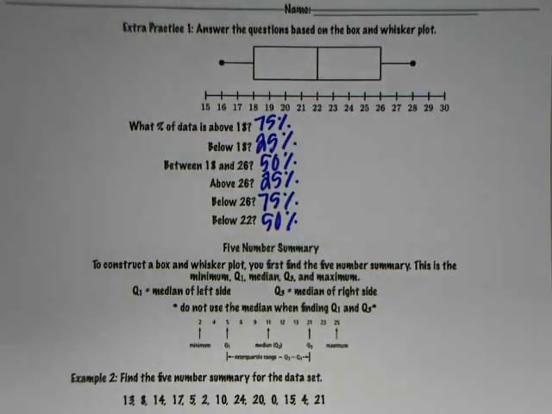Cool. Okay, so now we're going to practice making the 5-number summary, which is like the first step to making your box and whisker plot. Those are the 5 numbers that you use to make it. So for the 5-number summary, you're going to basically start like you're finding the median. So put it in order.